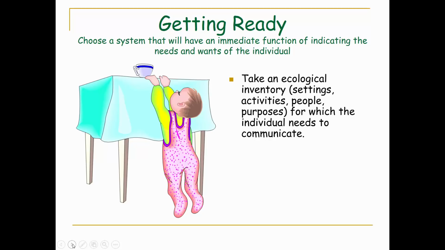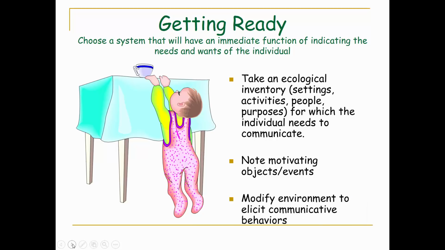And that will allow the individual to recognize that they have results from communicating. In this case, we could have a picture of a cup and hold it in front of her and get her to touch it. And once she points to the picture, then she gets the cup. Something as simple as that. So you want to note what it is that motivates them and try to get them to communicate about it. And sometimes you have to modify the environment in order to elicit a communicative behavior, and then the child is rewarded for that behavior. We'll talk a little bit more about this when we talk about teaching someone how to use their device.